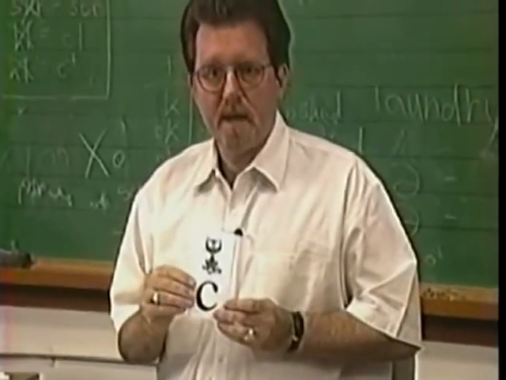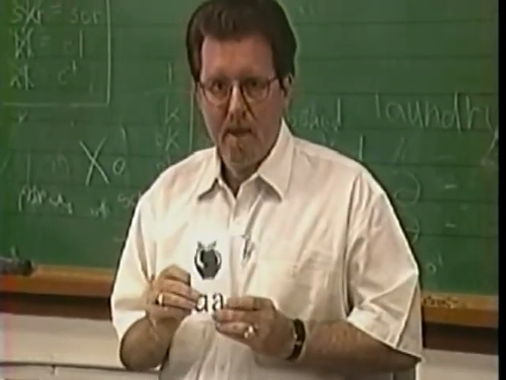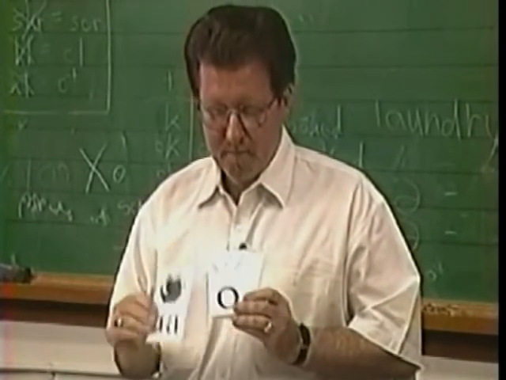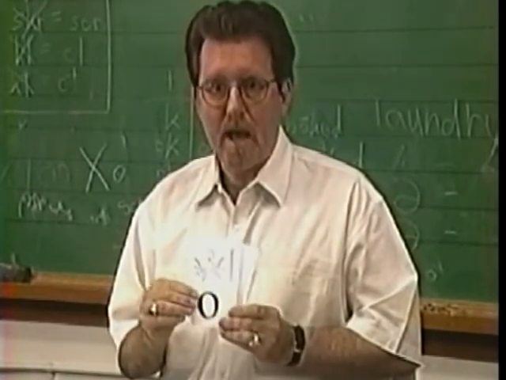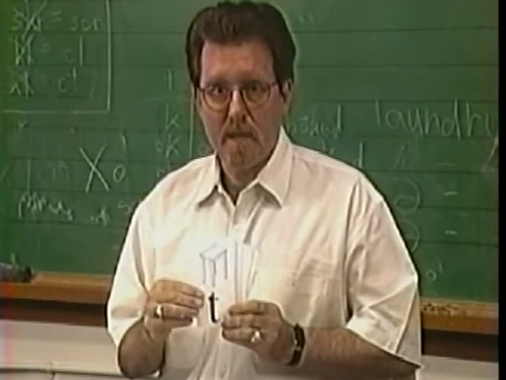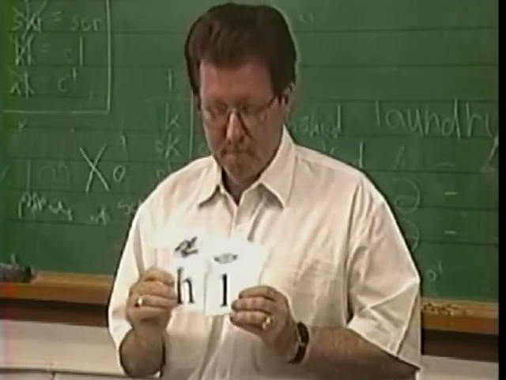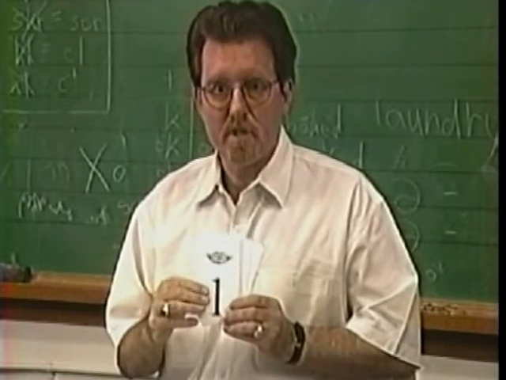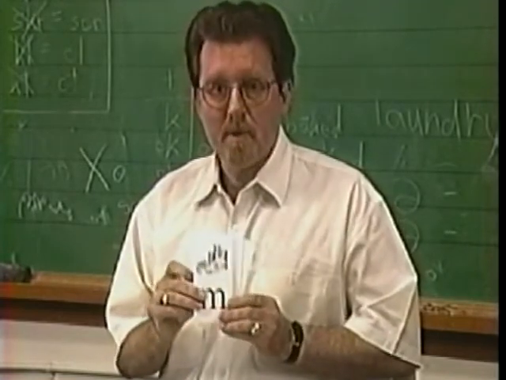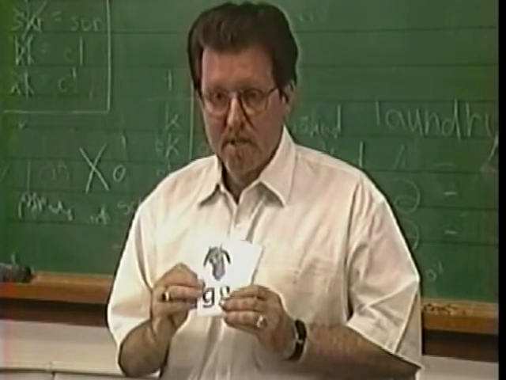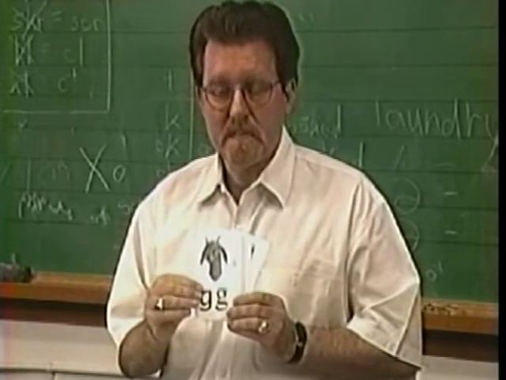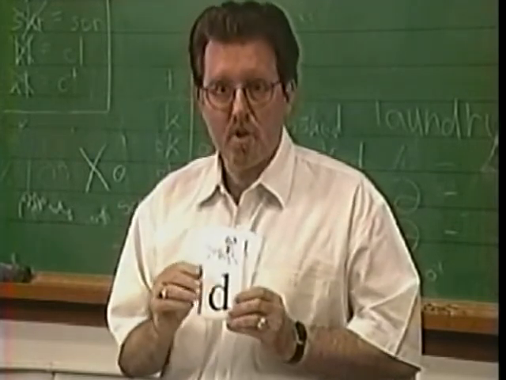This is C, cat, k. A, apple, a. O, octopus, ah. T, table, t. H, hat, h. L, lips, l. M, money, m. G, goat, g. D, dog, d.